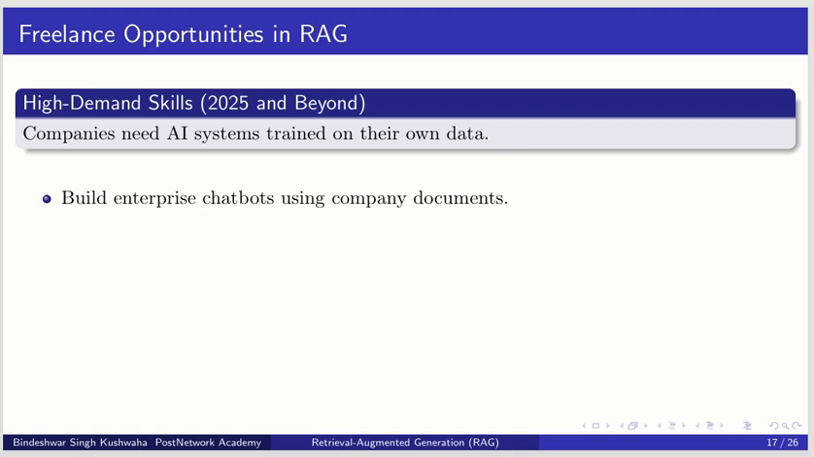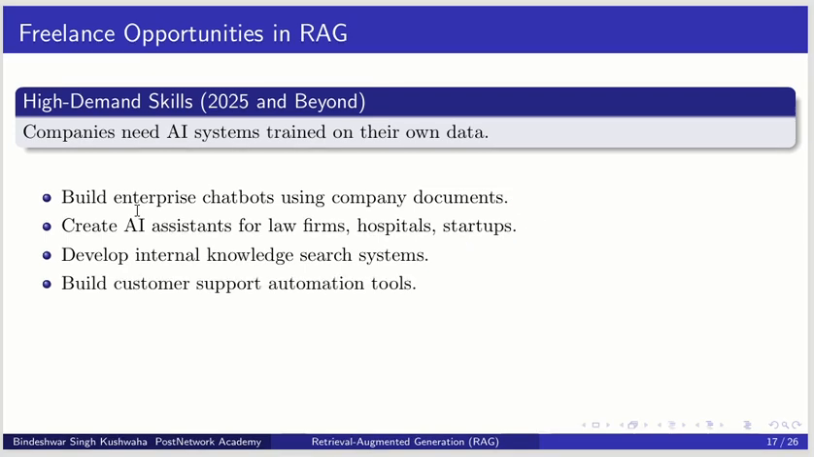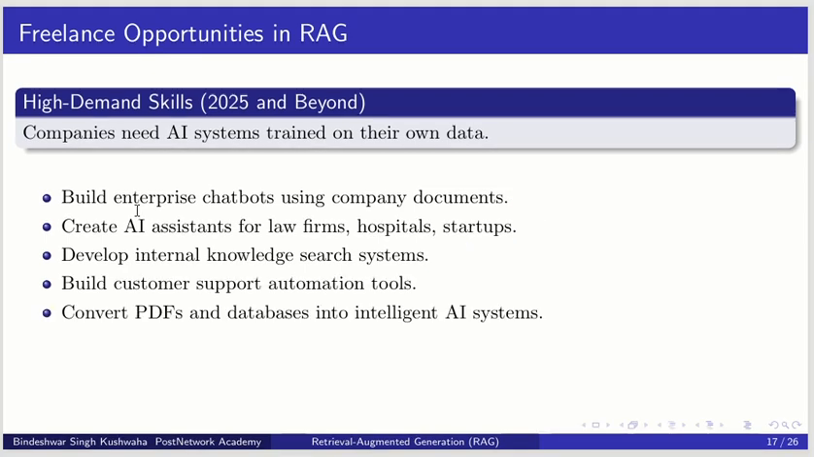So that is an AI system that can be helpful for all these kinds of tasks. Create AI assistants for law firms, hospitals, startups. Develop an internal knowledge search system, also called an internal knowledge system, and for any organization it can be built. Build customer support automation tools. Convert PDFs and databases into intelligent AI systems.